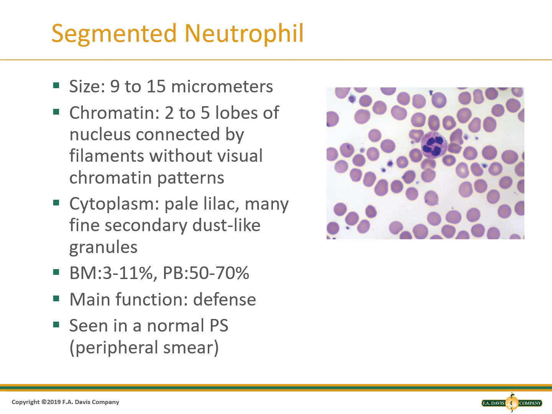Cytoplasm is pale lilac, with many fine secondary and dust-like granules. It can be seen in the bone marrow 3 to 11%, but in the peripheral blood, you're going to see it 50 to 70% because this is what you anticipate seeing in a normal blood smear. So 50 to 70% of your white blood cell differential should be the segmented neutrophils. The main function of the segmented neutrophil is to aid in the body's defense. And again, they're seen in a normal PS, meaning peripheral blood smear.